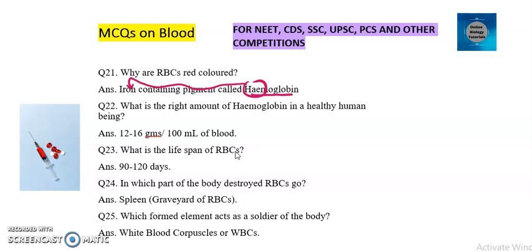Question number 24. In which part of the body do destroyed RBCs go? So the right answer is spleen, which is also named the graveyard of RBCs. So you need to learn the synonym which is used for spleen. Question number 25. Which formed element acts as a soldier of your body? Answer is WBC or white blood corpuscles. Remember, the word corpuscle is used only when we are talking about the circulatory system and not for any other organ system in your body.